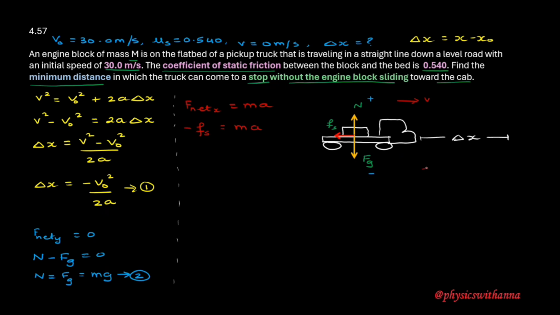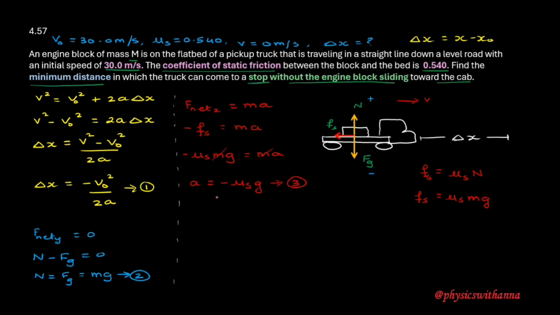Now we know that the force of friction Fs can be written as the coefficient of static friction times the normal force. And the normal force from equation 2 we found to be equal to m times g. So I can write my force of static friction to be equal to mu s m g. Let's substitute that here. I get negative mu s m g equals m times a. Cancel off the m from both sides. So a becomes equal to negative mu s g. Let's call this equation 3.